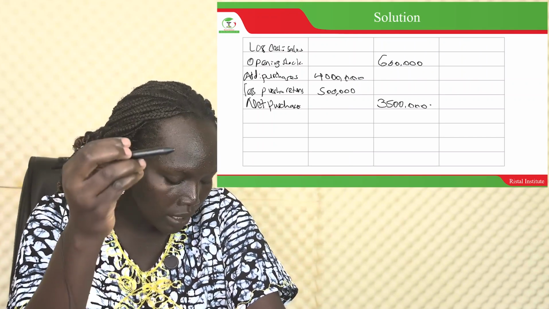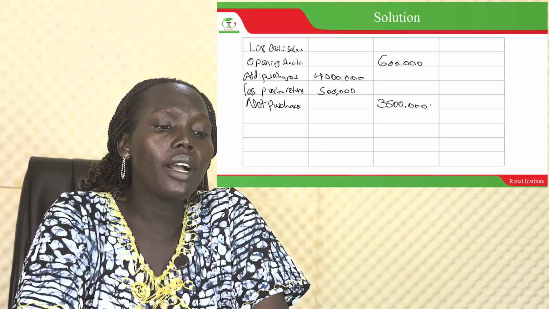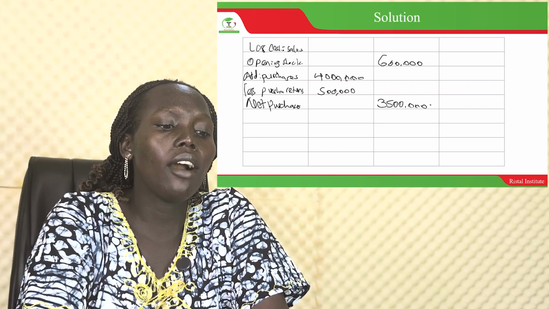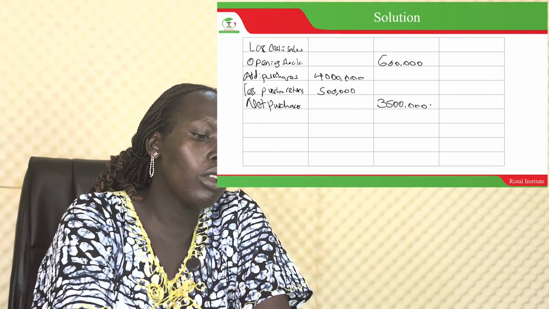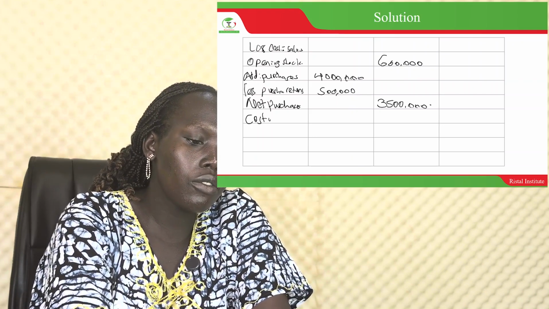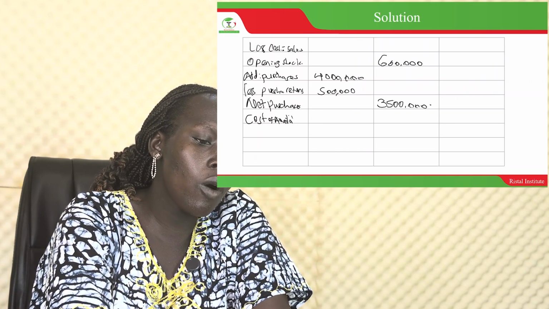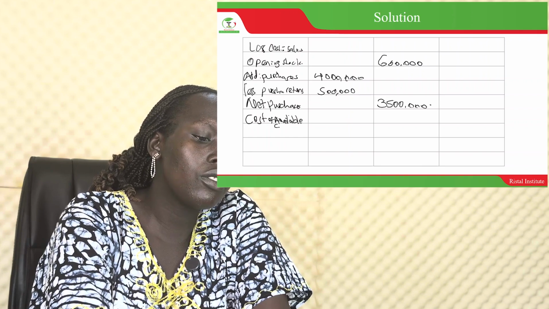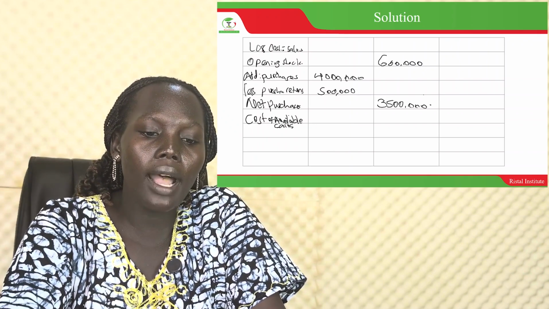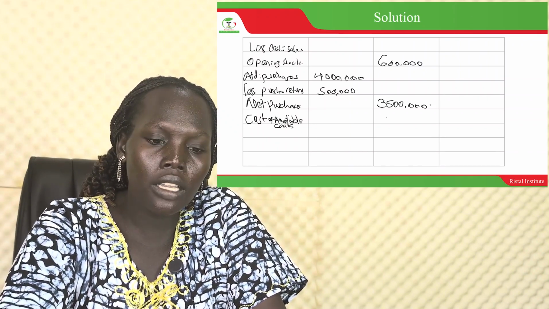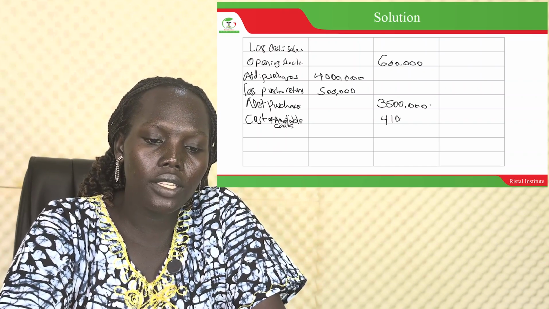After getting our net purchases, when you add the opening stock plus the purchases, we get what we call cost of goods available for sales, which we shall get as 4,100,000.